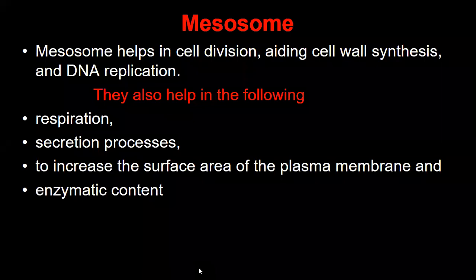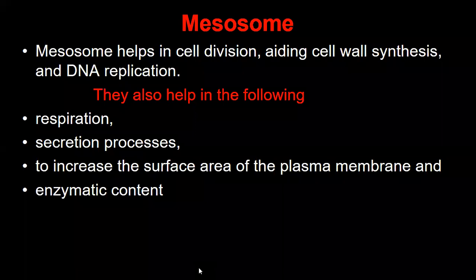If you remember, the cell wall consists of NAG and NAM. So all these chemical substances have to be synthesized from ribosomes to form a strong cell wall. So this allows the cell wall to be strong. The mesosome also possesses another function, which is to aid in respiration. They aid in respiration of the cell, and they also help in secretion processes.